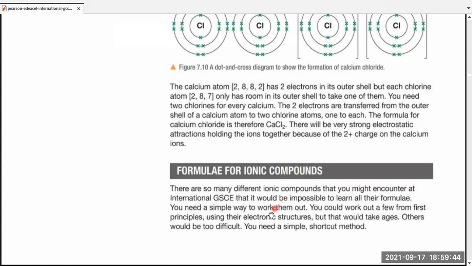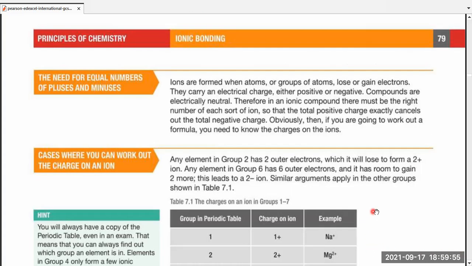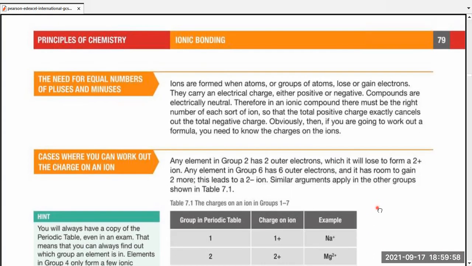Formulae for ionic compounds. There are so many different ionic compounds that we might encounter, so it would be impossible to learn all the formulae, but we are going to work that out with the help of the electronic configuration.